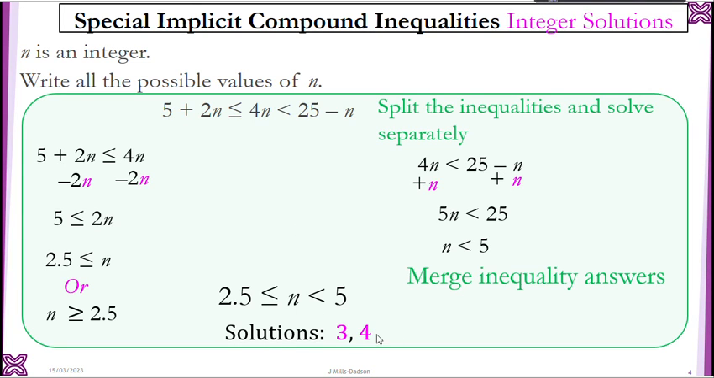But when you go to 5, you realize that it might not work. Let's see what happens to 5. 2 times 5 is 10. 10 plus 5 is 15. 4 times 5 is 20. So this one is satisfied. But you realize that 25 minus 5 is 20. And we expect the middle term to be less than the right hand side. But the middle term, you've got 20. And this one is also 20. And that doesn't satisfy the inequality. That is why the solutions are only 3 and 4.